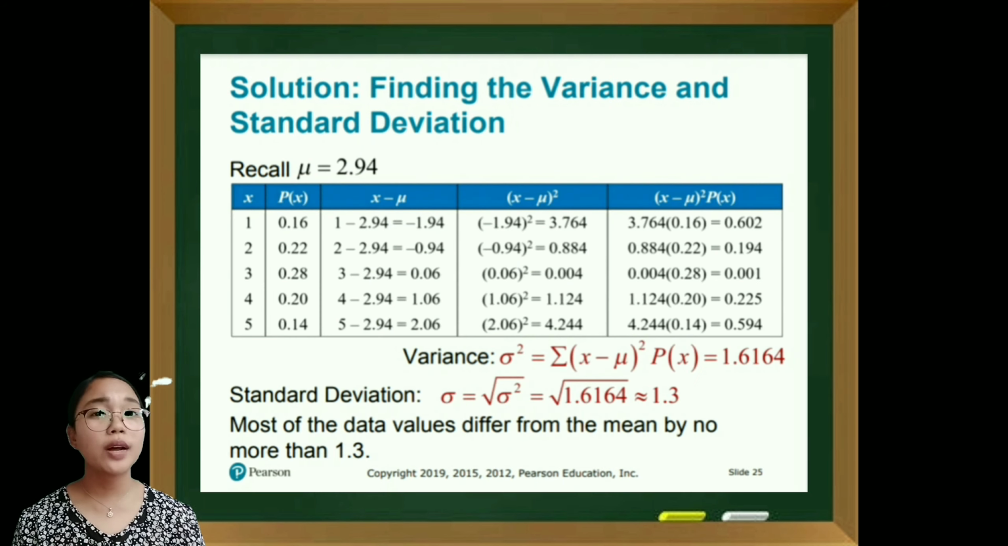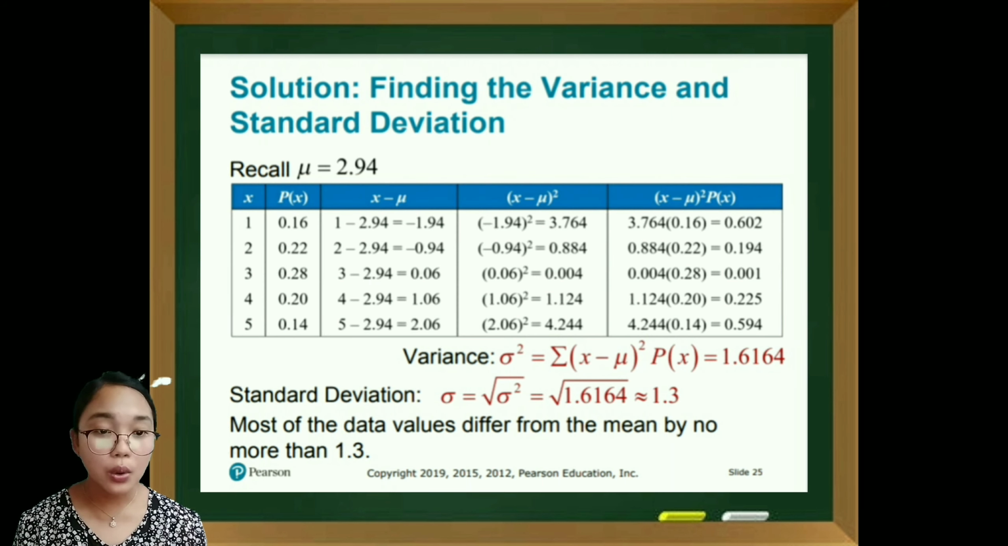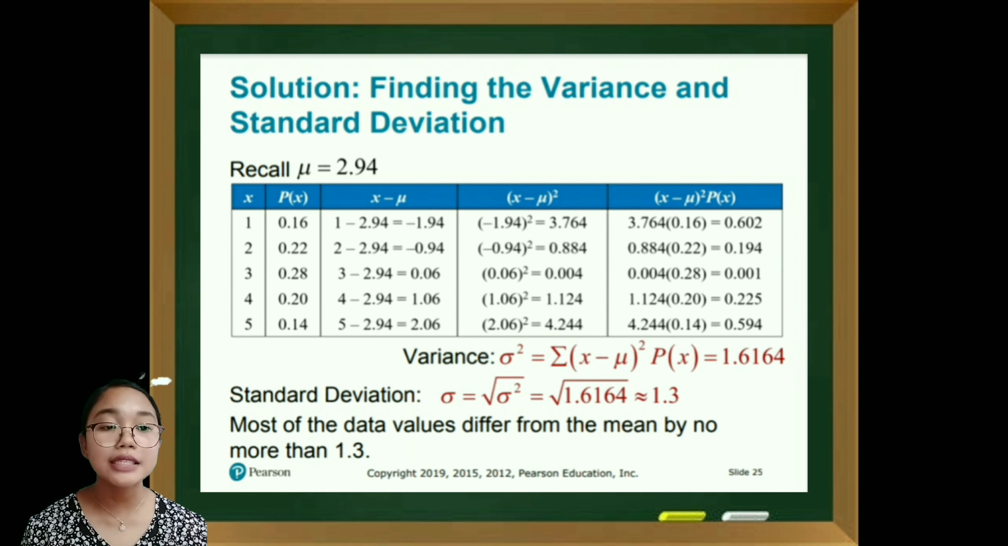Since we already know what the mean is, we can now proceed in finding the variance. We have here x minus mu. So our mu is 2.94. In the fourth column, we have the quantity x minus mu to the power of 2. What we're going to do is to square the difference in the third column. In the fifth column, we are going to multiply the fourth column to the second column.